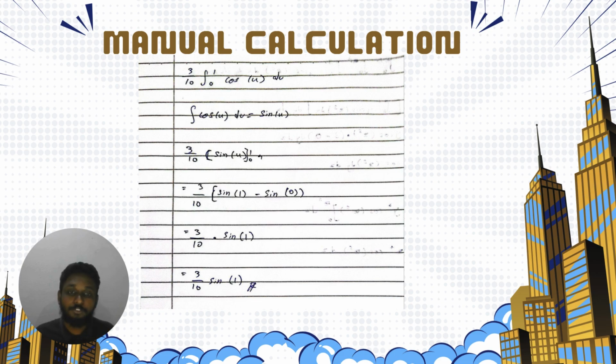To solve the final integral, 3 over 10 integral from 0 to 1 of cos u du becomes 3 over 10 sine u from 0 to 1. Next, 3 over 10 times sine 1 minus sine 0. Lastly, we get the final answer, 3 over 10 sine 1. So the value of the triple integral is 3 over 10 sine 1.